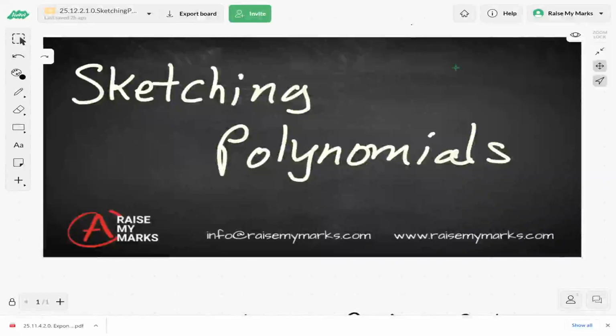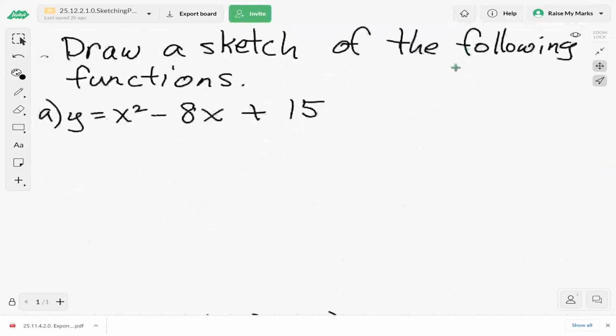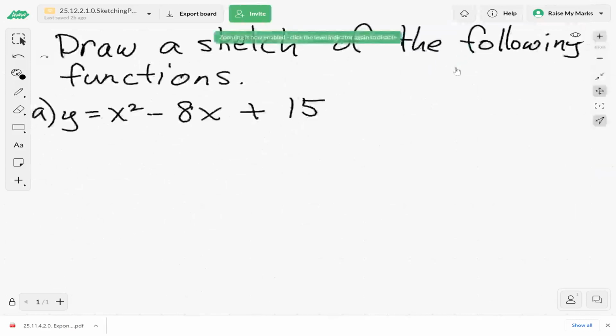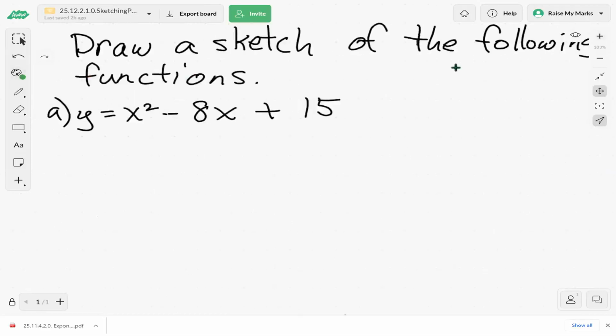So today in this video, we're going to look at sketching polynomials. We're asked to draw a sketch of the following functions. Our first function is y equals x squared minus 8x plus 15. Our first step is to factor.